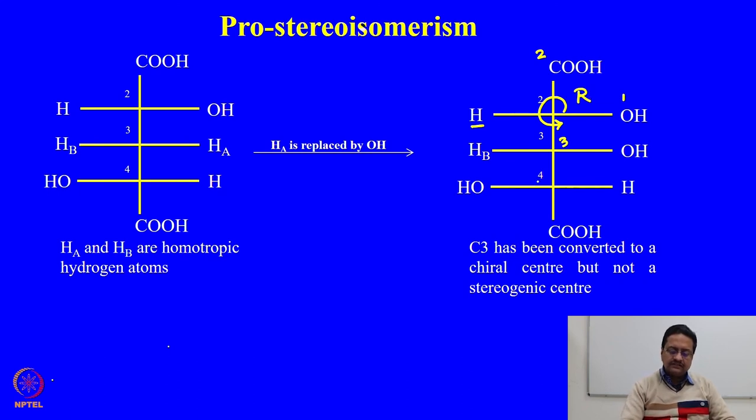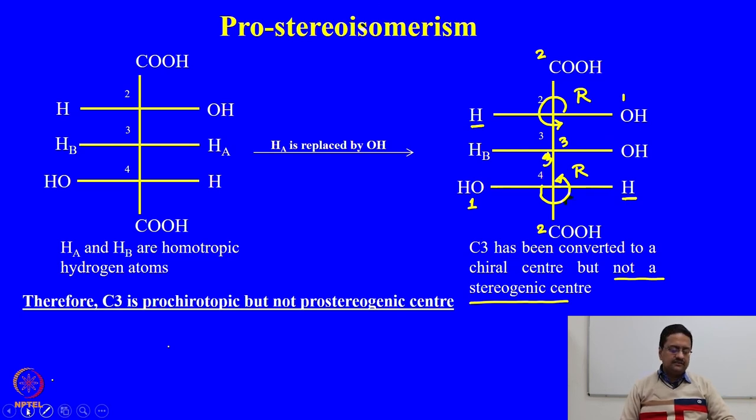On the other hand, for chiral center 4, this OH group is 1, carboxylic acid is 2, and the group on the top is 3. Again, going from 1 to 2 to 3 is anticlockwise, so it should be S, but the lowest priority group is in the horizontal line, so this center should be R. So, what we see here is that the two centers at 2 and 4 have the same absolute configuration. So, center 3 is not a stereogenic center, but it has been converted to a chiral center by replacement of one hydrogen by an OH group. Therefore, C3 is prochirotopic but not a prostereogenic center.